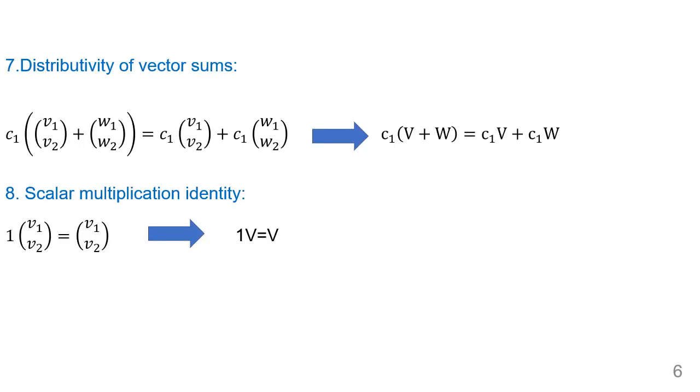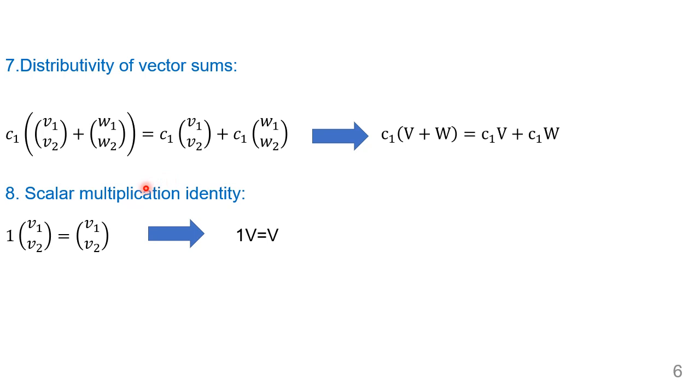The next axiom on scalar multiplication is distributivity of vector sums. We have a constant c1 multiplied by the sum of vector spaces v and w. That can be written as the constant c1 multiplied by vector space v plus c1 multiplied by the vector space w. In general, I can write this as c1 into v plus w. It is as good as saying c1v plus c1w.